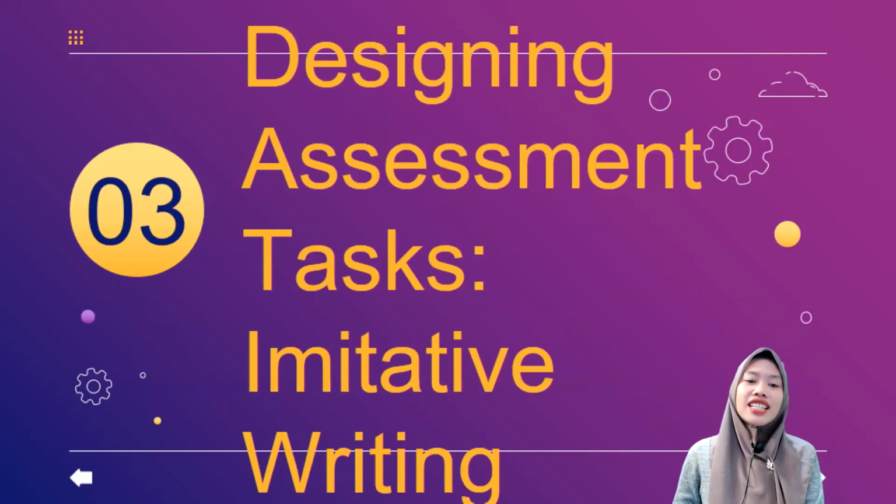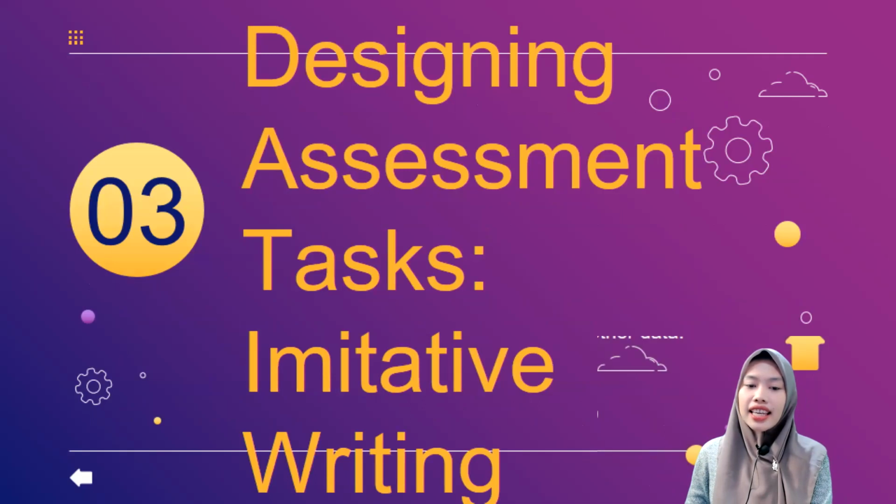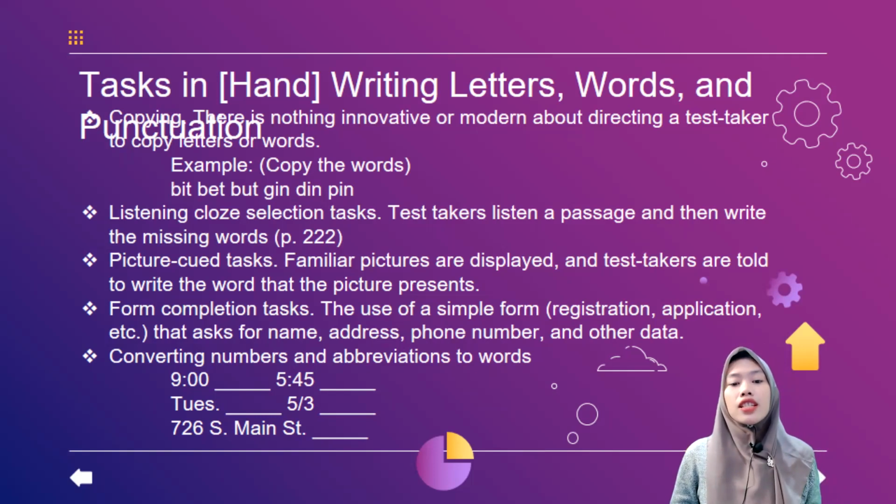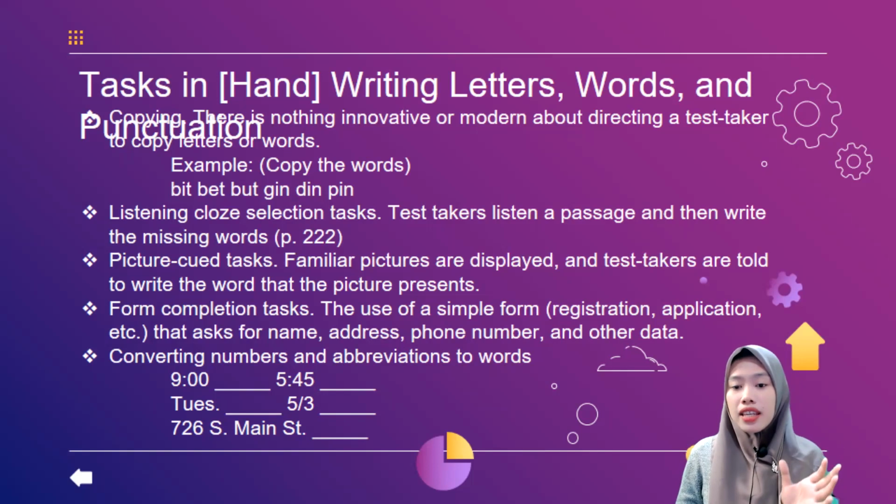Okay, next, the third is designing assessment tasks for imitative writing. Okay, tasks in handwriting letters, words, and punctuation. For example, copy the words pit, pet, pot, kin, tin, and pin. Okay, and then the listening cloze selection task. The test takers listen to a passage and then write the missing words.